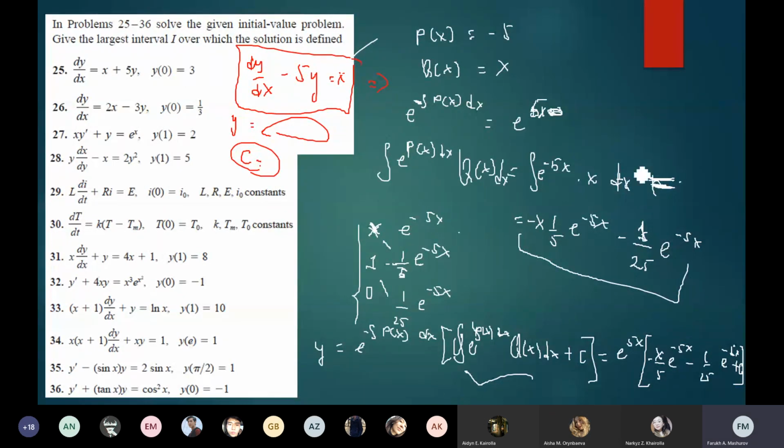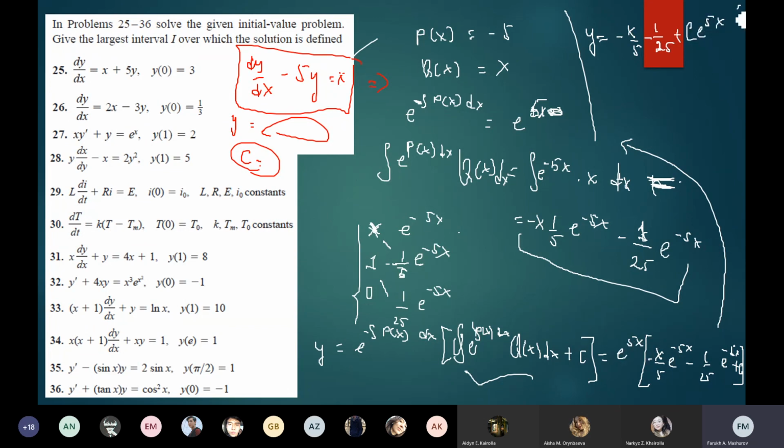Let's write the continuation. So y is equal to what? If I multiply e to the power minus 5x by e to the power 5x, the exponent will be just 0, and I have just minus x over 5, and here will be just minus 1 over 25, plus c multiplied by e to the power 5x, which will be c e to the power 5x. So this one will be the general solution of this differential equation, but not the solution for this particular case.